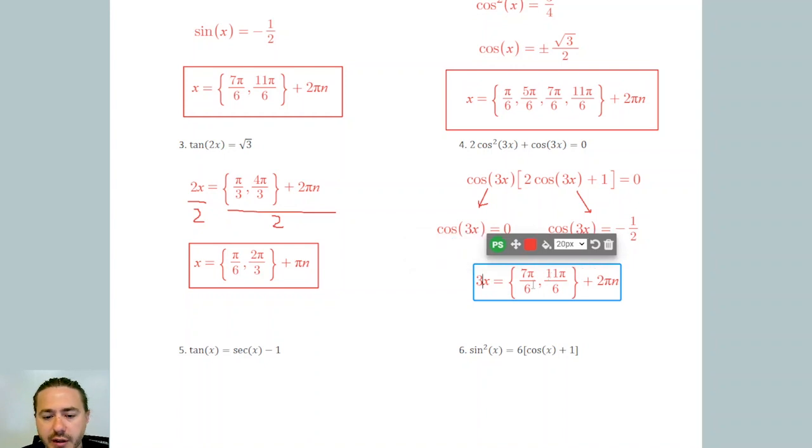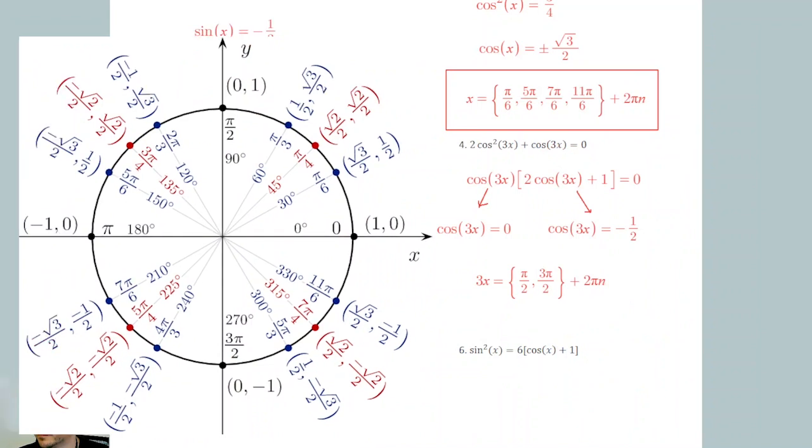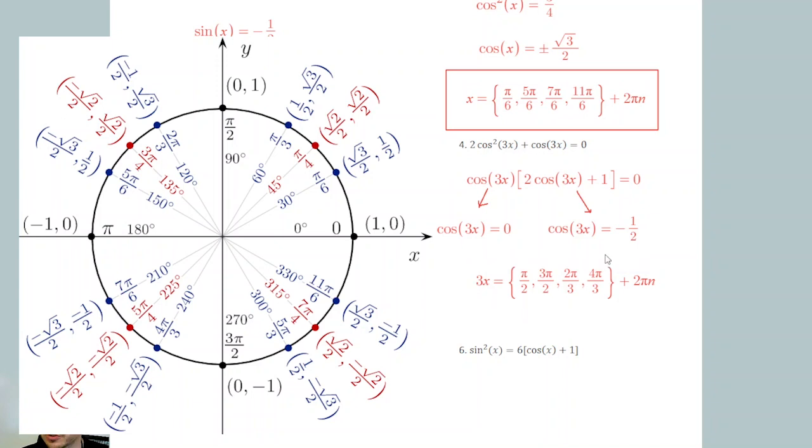So cosine is 0 at pi over 2 and 3 pi over 2. And cosine is negative 1/2. Let's bring up that unit circle just so we can look at it. So you can see cosine is 0 at pi over 2 and 3 pi over 2. And then cosine is negative 1/2 at 2 pi over 3 and 4 pi over 3. So those would be the four solutions on that first cycle.